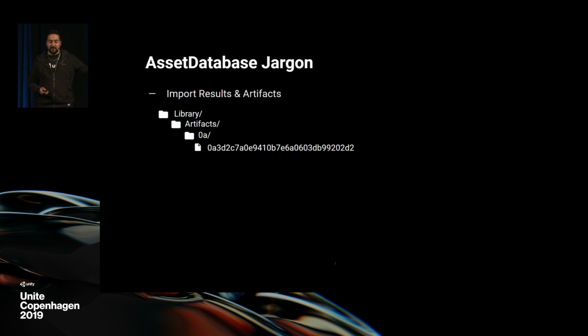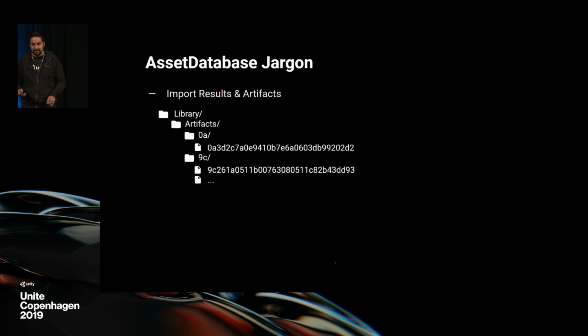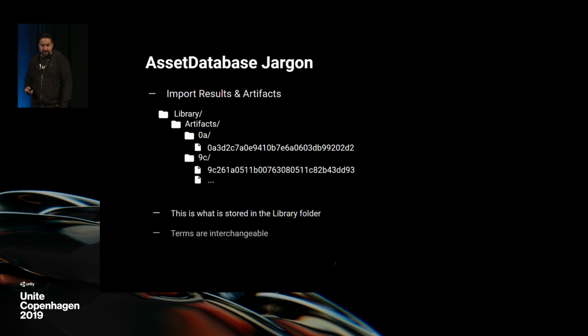So you take your PNG, and we eventually have, this is the GUID, at least in the previous Asset database, but that's maybe not so important right now. And you can have multiple of these files in your project. That's what the Library Artifacts folder is comprised of. So when I say import results, it's these files. And the terms will be interchangeable throughout the presentation as well.